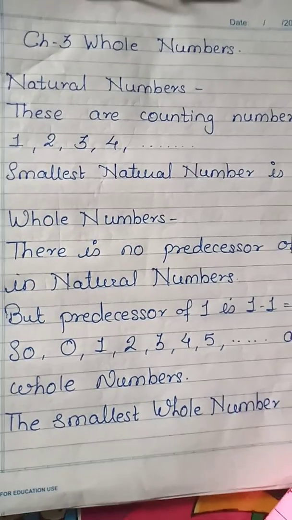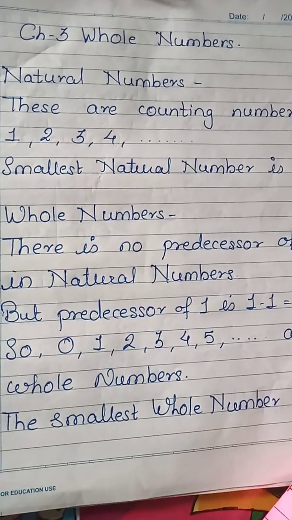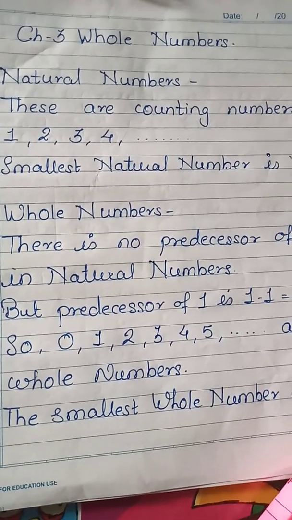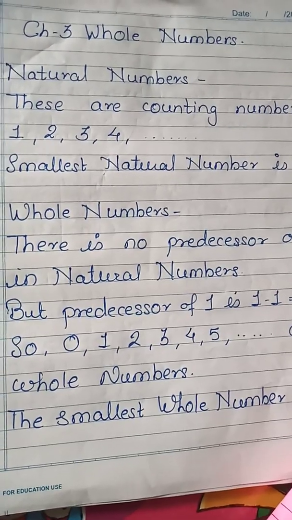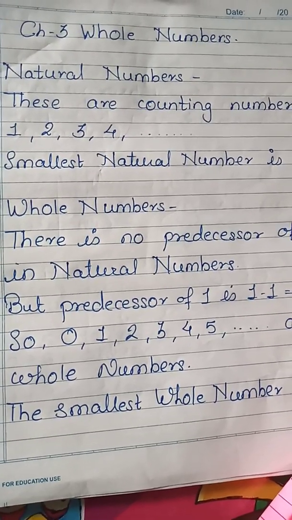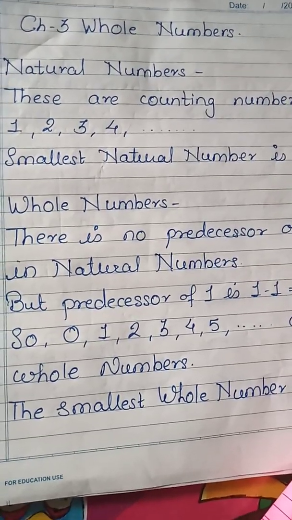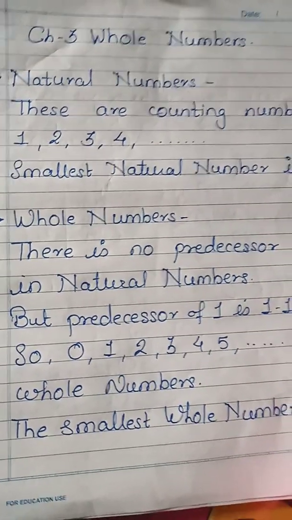So far we are done with our chapter 1, that is knowing our numbers, and chapter 2, that is playing with numbers. Chapter 1 and chapter 2. We are counting the chapters we are done with, right? Like chapter 1, chapter 2, chapter 3, chapter 4. Today we are going to start with chapter 3. 1, 2, 3.